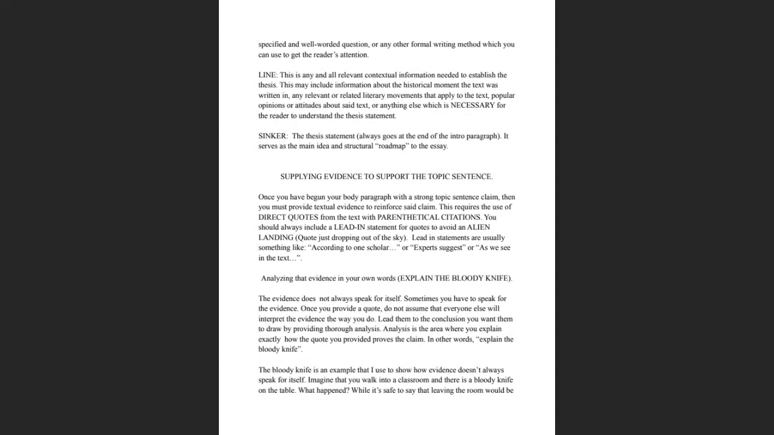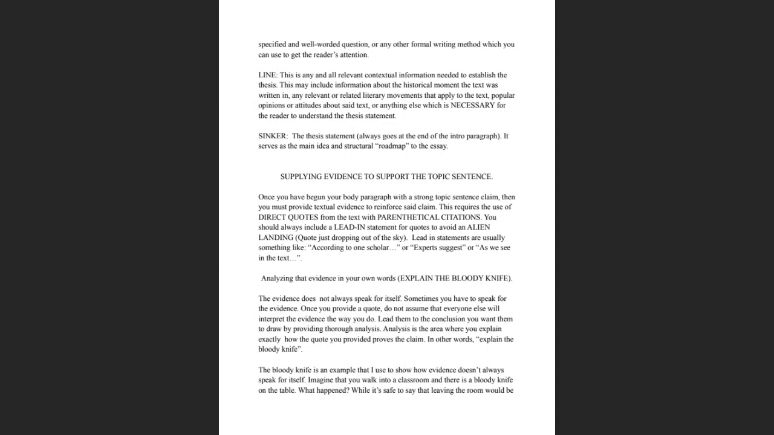Then you move into the line. Some people find this concept complicated, but it really isn't. It's the necessary context that you need to establish the thesis statement. So what do you need in order for the thesis to make sense? What is required? In this case, it's going to be anything that you need to tell your reader.